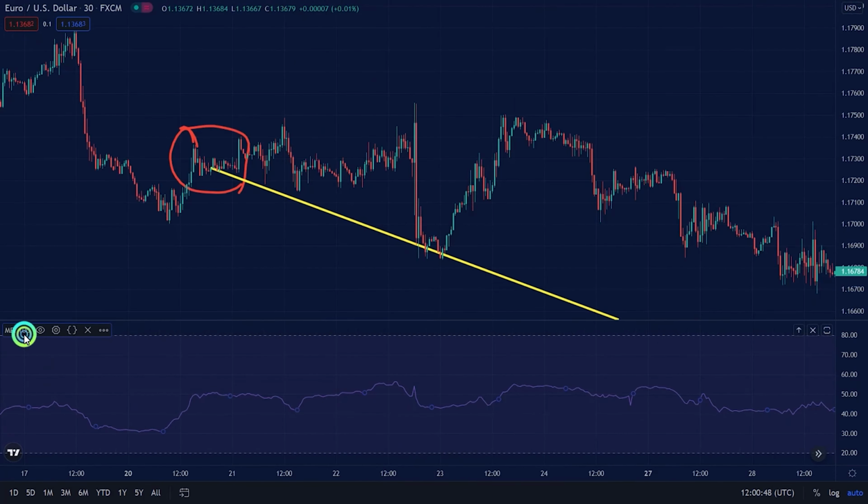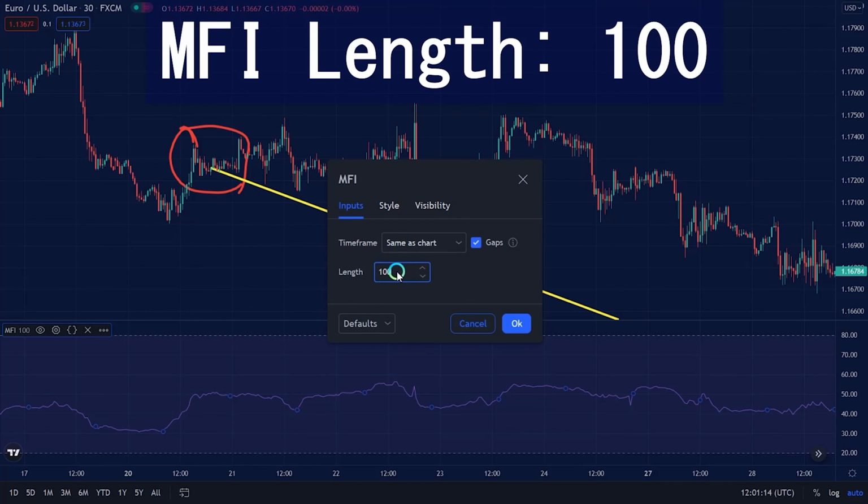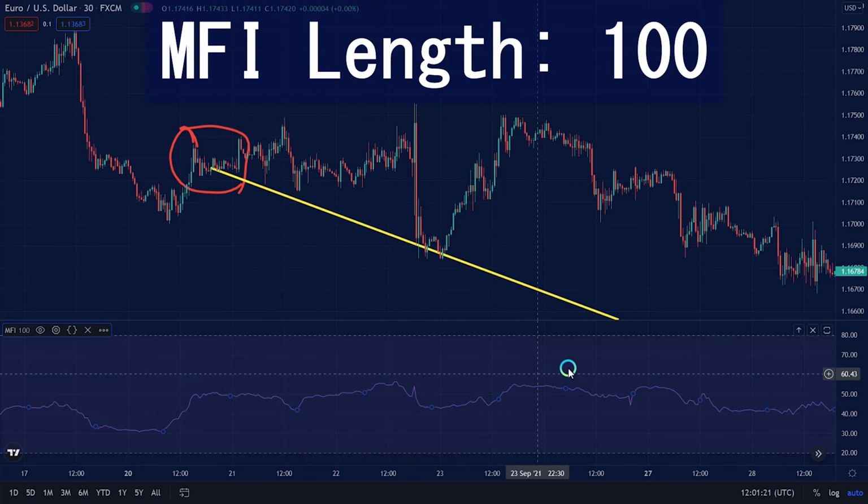Let's start. First of all, we will need an MFI indicator, money flow index is its official name. The default period will be 14 on most platforms, but for this strategy the algorithm gave me the number 100. That is a way better number to use this indicator than the 14 period, and this is a really big trick, because take a look at this chart.